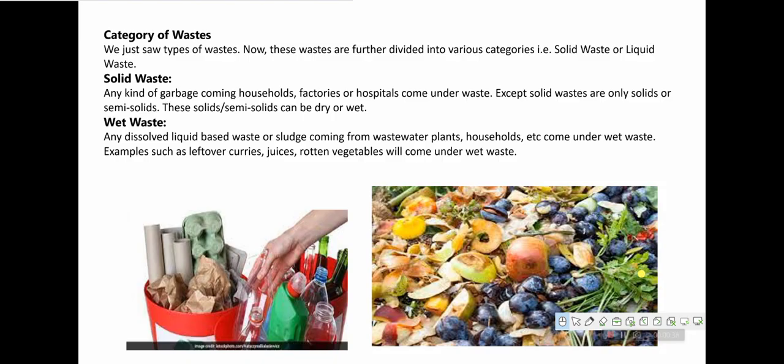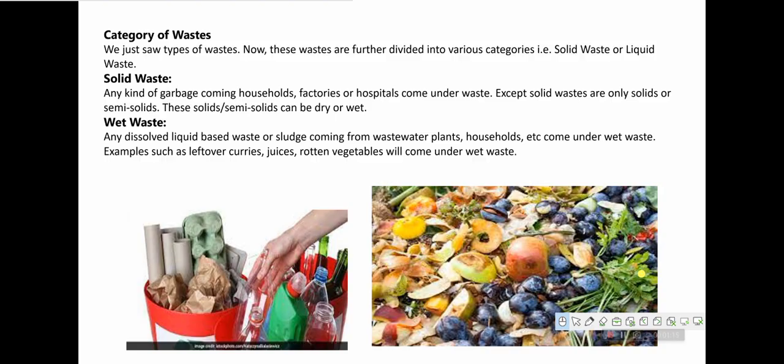So here are the two categories, which are solid waste and wet waste. In the solid waste there can be household waste, factory and hospital waste, because solid waste can be everywhere: in hospitals, in industries, and even in houses. Solid waste is only solid or semi-solid, and these can be dry or wet.